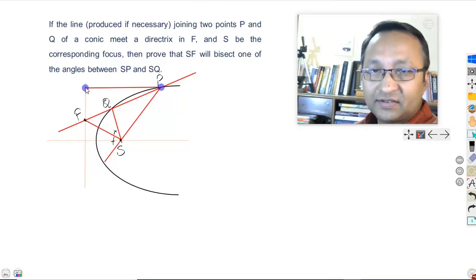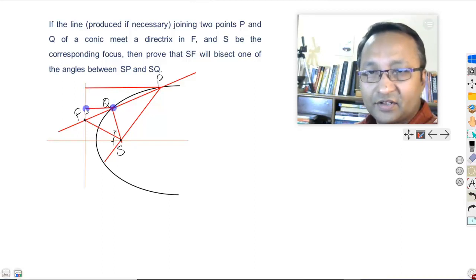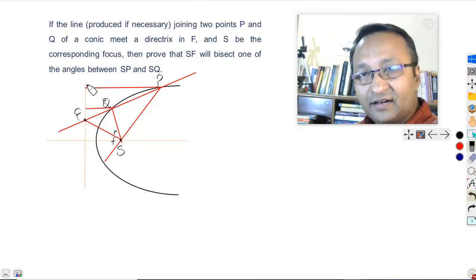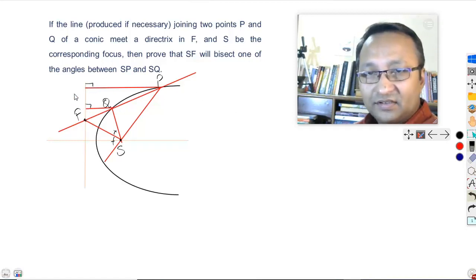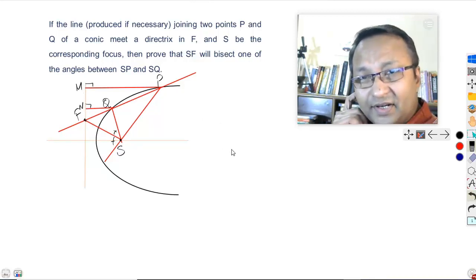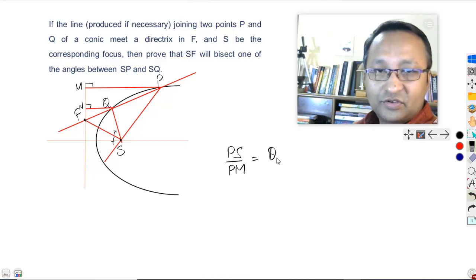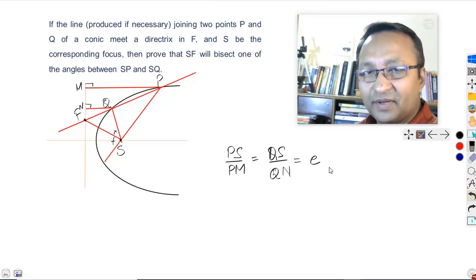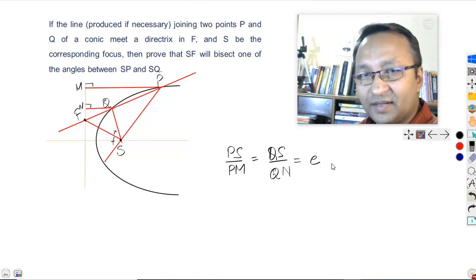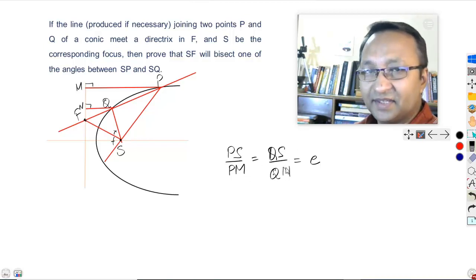beauty of this assignment. So I drop two perpendiculars from P and Q onto the directrix and let the foot of perpendicular be respectively M and N. So by the definition of conic, we know that PS upon PM is equal to QS upon QN, is so to say the eccentricity, which can be one for a parabola, something bigger than one for a hyperbola, lesser than one for an ellipse, but they remain to be the same E.